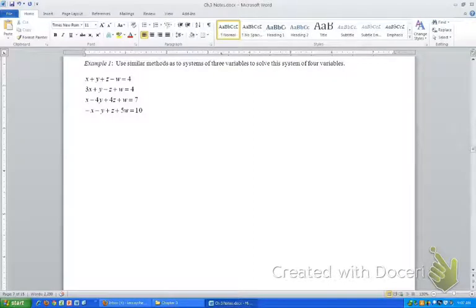All right, so we're now looking at a system of 4 equations and 4 variables. This is as far as we're going to go, so I'm not going to go up to like 5 equations, 6 equations, 7 equations, right? This is just to kind of get you thinking through what process would you apply.